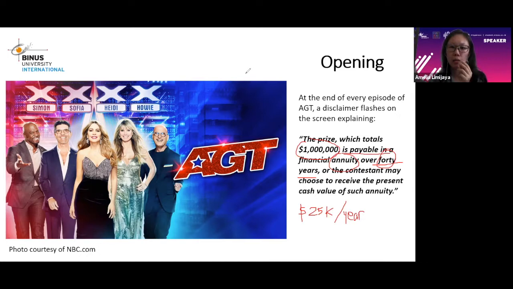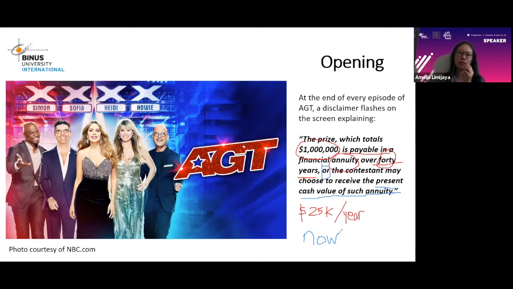What's option two? You see the word "or" here. Or means an alternative. Or the contestant may choose to receive the present cash value of such annuity. So the second option means that the winner can get the money now. But they will not get the whole $1 million. They will get way smaller than that if they choose the second option. Why is that the case?